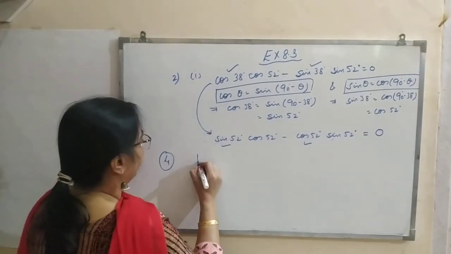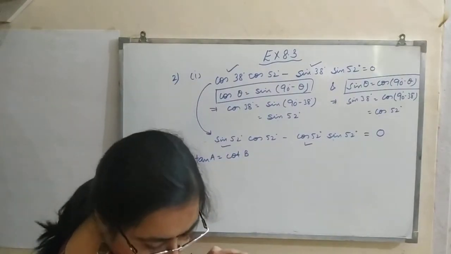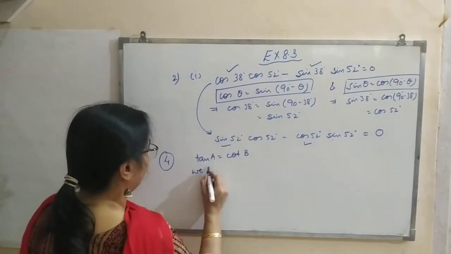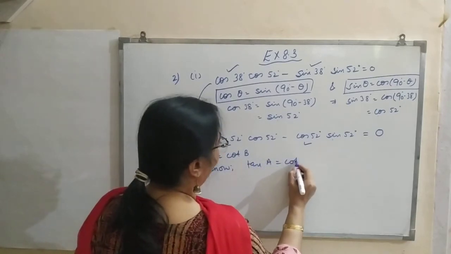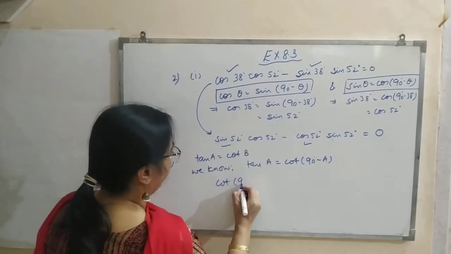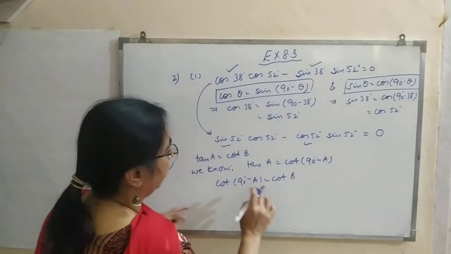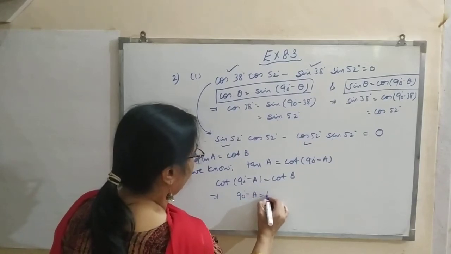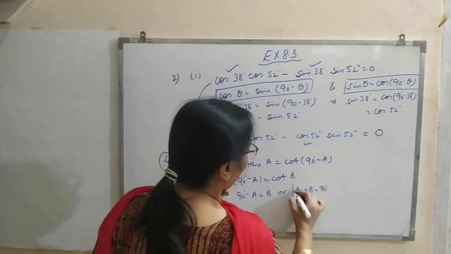Fourth question, tangent A is equal to cotangent B, and you have to prove that A plus B is equal to 90 degree. Now we know tangent A is equal to cotangent of 90 minus A. So I can replace it. Cotangent 90 minus A is equal to cotangent B. When both these t ratios are same, I can equate the angles also. 90 minus A is equal to B, or A plus B is equal to 90 degree. This was to be proved.